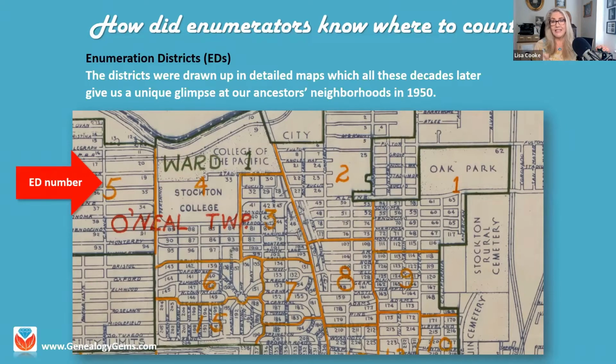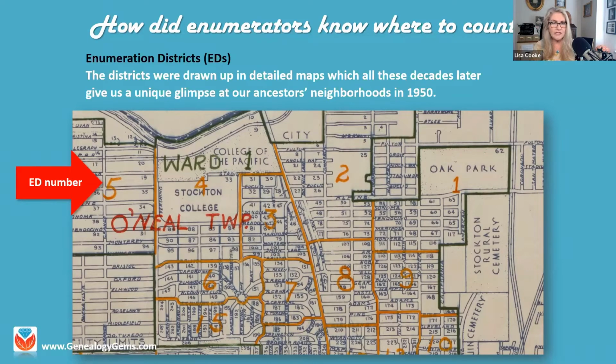Interestingly, they didn't actually create maps just for this purpose. It wasn't the Census Bureau who created these maps. What they did was they went out to local municipalities, utilities, the county, anybody who had very recently, in the very late 1940s, drawn up maps for other purposes and that covered the areas they needed. And then they would take a copy of that and mark it all up and divide it all out and make sure that every enumeration district was assigned a number and that everything got covered.